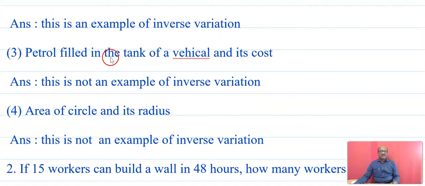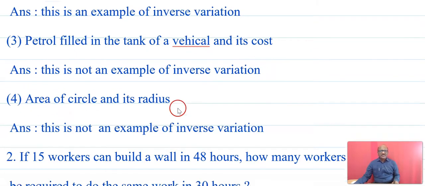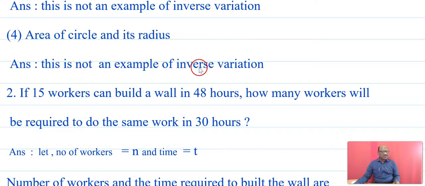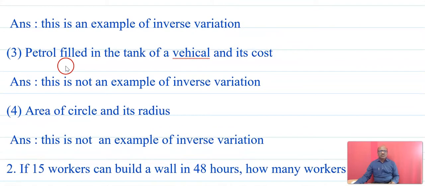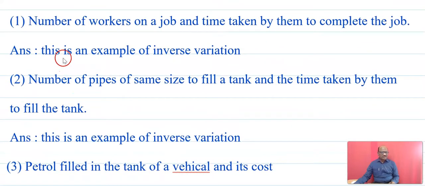Petrol filled in a tank of a vehicle and its cost. Okay, this is not an example of inverse variation. Area of a circle and its radius. Again, this is not an example of inverse variation. Now, next is if the 15 workers. Now, why are they not inverse variation? The first was inverse variation, the number of workers and the time. If the workers are more, the time is less. Okay, therefore it is inverse variation. What about that?